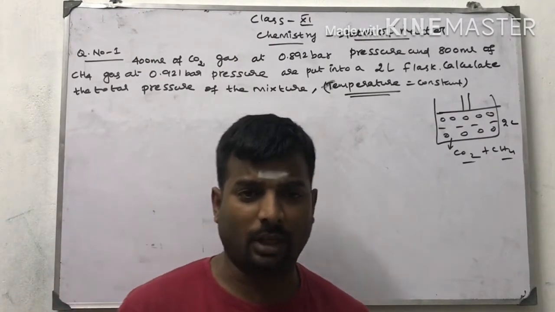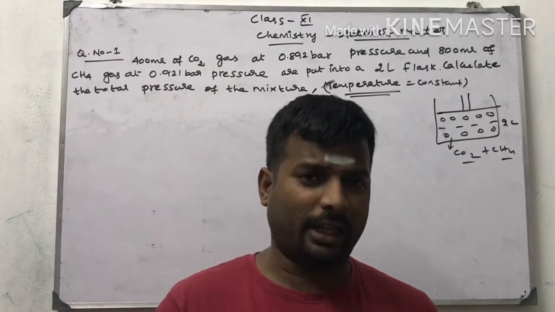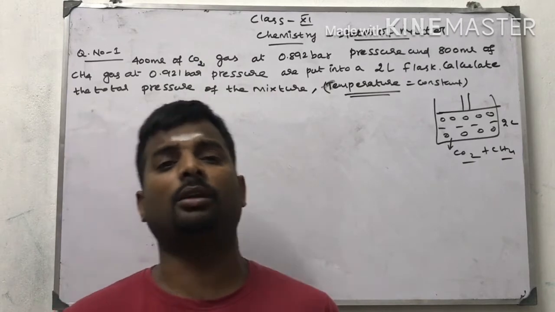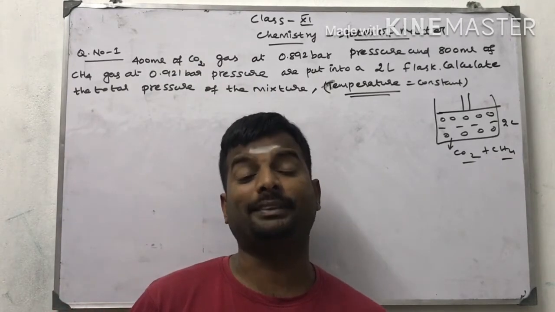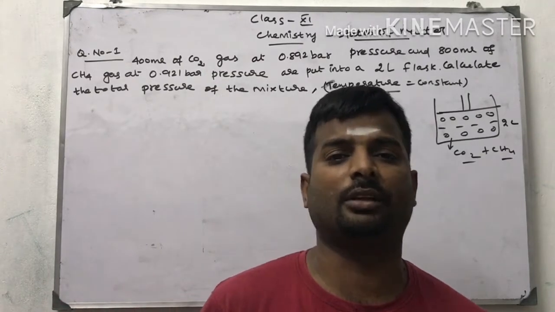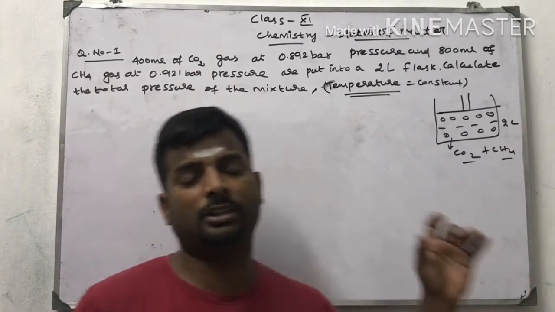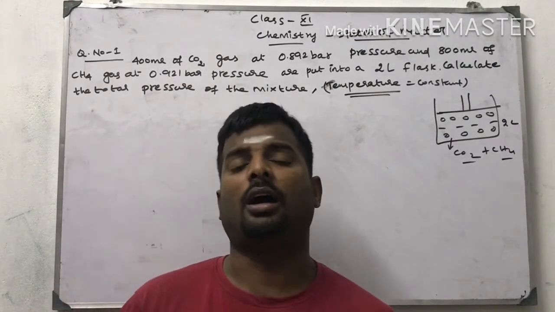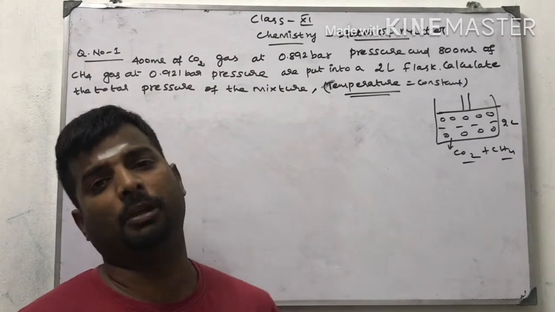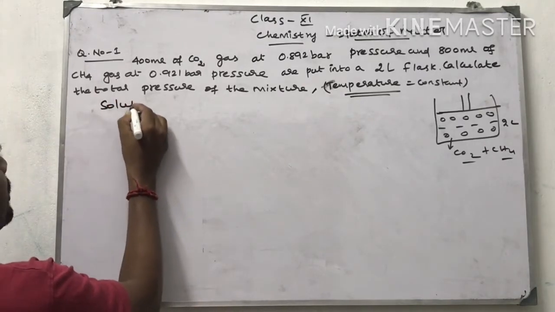What is meant by Dalton's law? Once again I will tell you. The total pressure exerted by the non-reactive gases N1, N2 like that is equal to the sum of the partial pressure exerted by each gas. That is the definition. So with the help of the definition we will solve the problem. For this problem we are using Boyle's law and Dalton's law of partial pressure. Both laws are applicable here. Now I am going to tell the solution for this question.